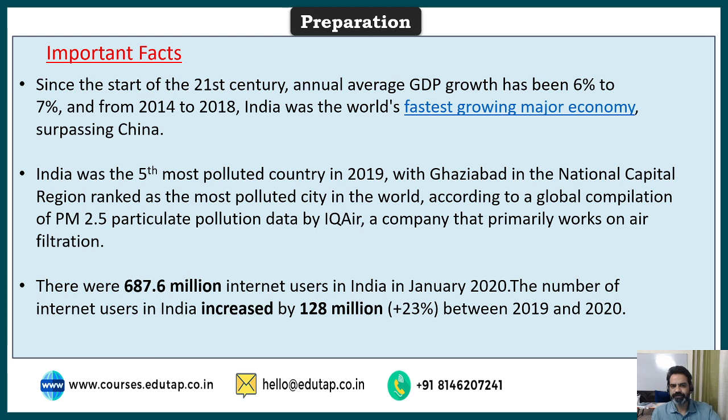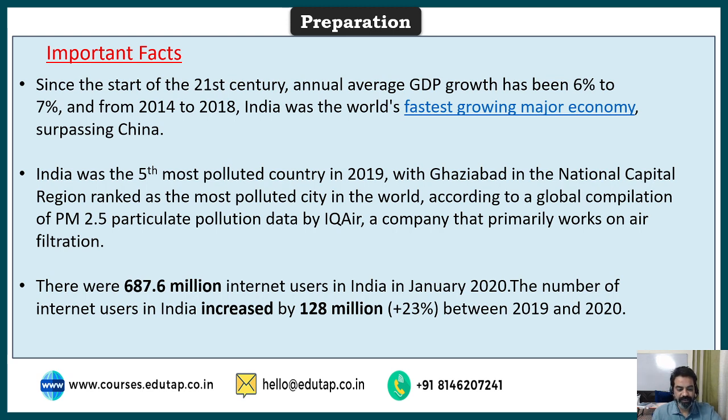Since the start of the 21st century, annual GDP has been 6% to 7%. From 2014 to 18, India was the world's fastest growing major economy, surpassing China. Good facts if you're writing positive points about the GDP or growth. Now, India was the 5th most polluted country. Again, we are talking about pollution.